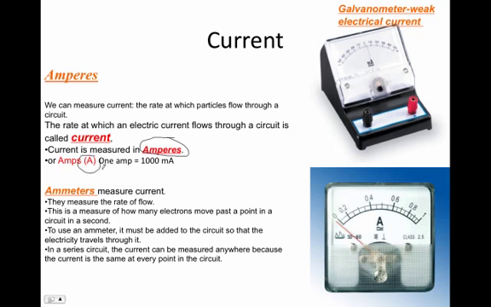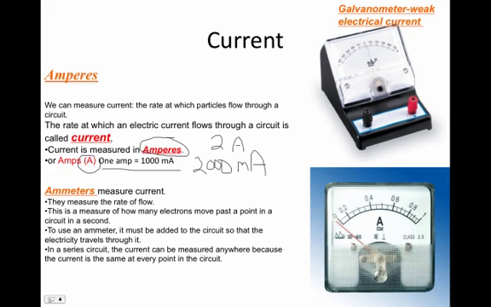And just like the metric system, we can also have tinier units called milliamps, and the difference between 1 amp and a milliamp is 1,000. So if I have 2 A's, 2 amps, what would that be in milliamps? That would be 2,000 milliamps.